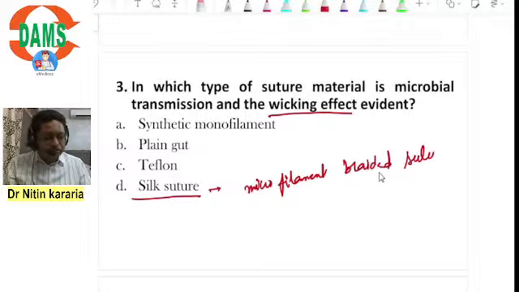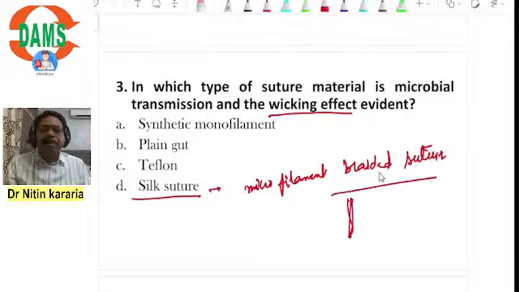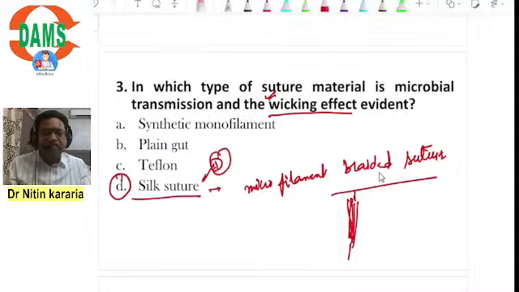Braided suture means numerous threads of silk that are interwoven and twisted together. Whenever these numerous small threads of natural silk are twisted together to form a thread or suture, they serve as microscopic pathways for the percolation of fluids across them. So they have a wicking effect. The answer would be option D, that is, the silk suture has a wicking effect.